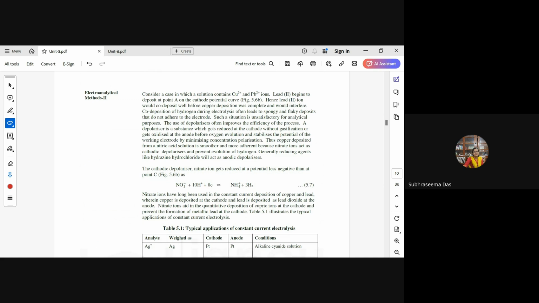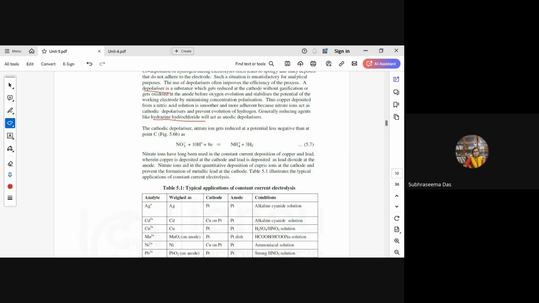Now a depolarizer is a substance which gets reduced at the cathode without gasification, or it can be oxidized at the anode, and thus it stabilizes the potential and minimizes the concentration polarization. Thus copper deposited from nitric acid solution is smoother and more adherent because nitrate ion acts as a cathodic depolarizer. Generally, reducing agents like hydrogen chloride act as anodic depolarizers. The cathodic depolarizer, nitrate ion, gets reduced at a potential less than this and is generally represented by this equation.